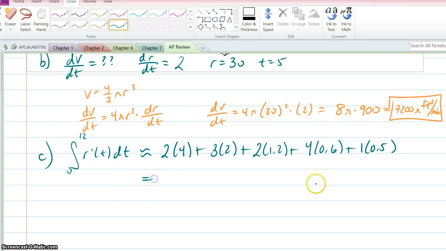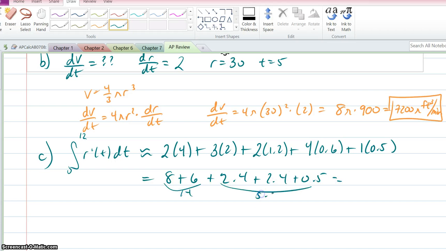Now, of course, you can always leave this on a no calculator part. I'm actually going to multiply it out because these are not terrible numbers. And then add this up. This is 14. This is 5.3. So you get 19.3 feet is what that integral approximately equals based on your RRAM.